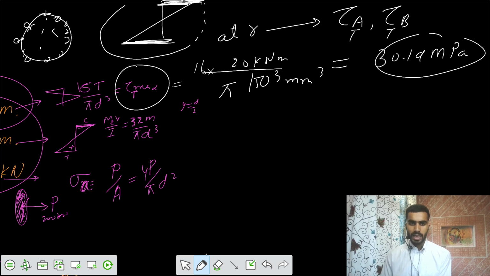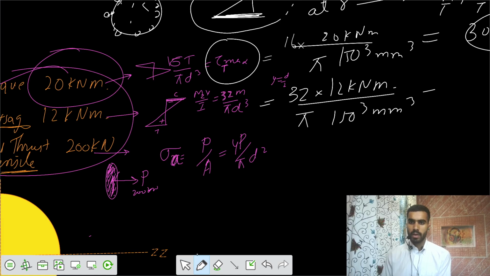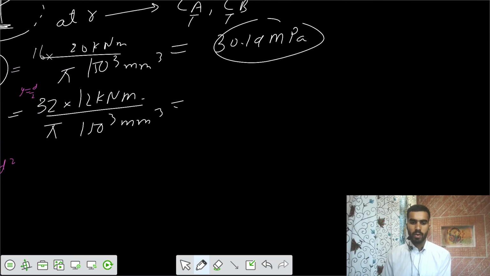So the next one is the bending stresses. Bending stress is equal to 32 times the bending moment of 12 kilonewton meter upon pi d cube. So you get a value of bending stress equal to 36.23 megapascal.